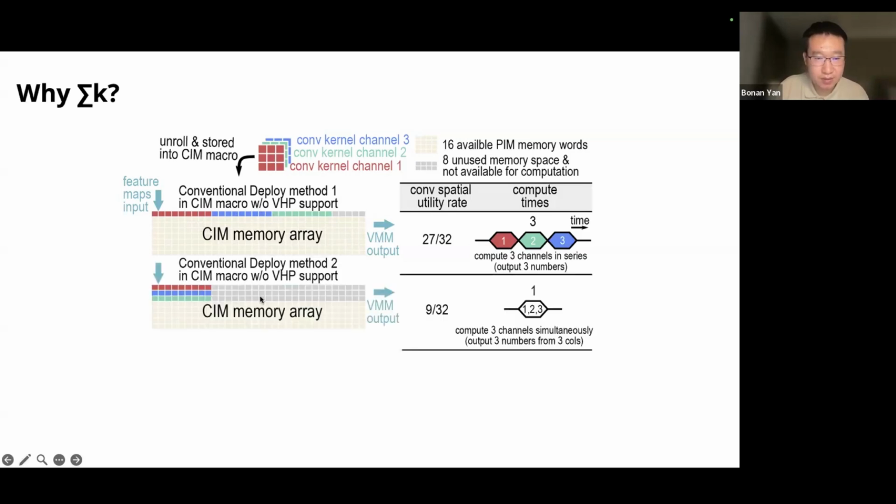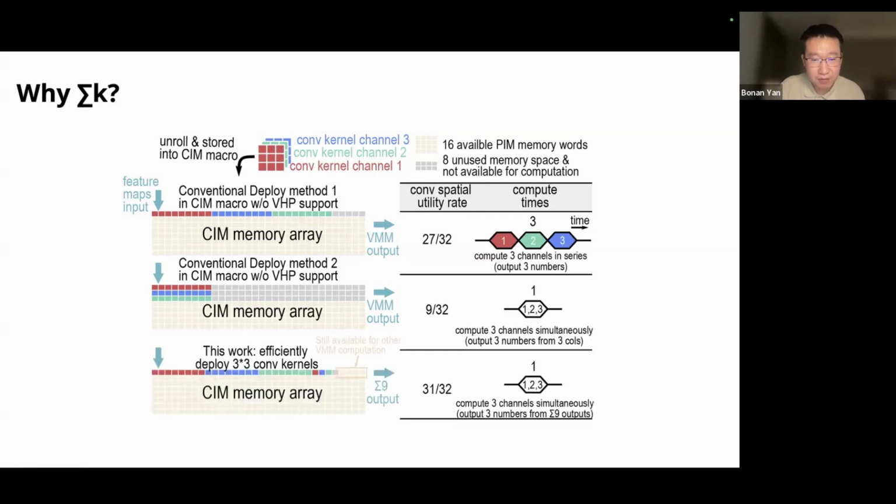Another way, if we want to increase the parallelism, is we load all of the parameters into 3 columns or 3 rows, depending on what you define. In that case, we can do 1 operation at a time to get the 3 channel results. But in that case, we have to leave a lot of zeros there, because we only need to add 9 elements instead of the 32 elements together each time.